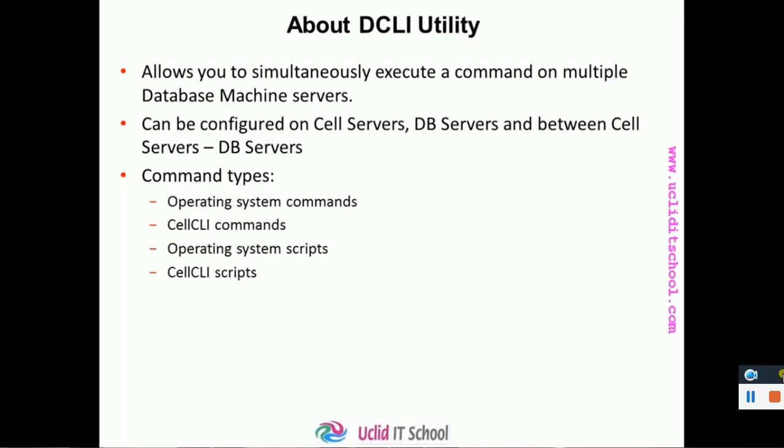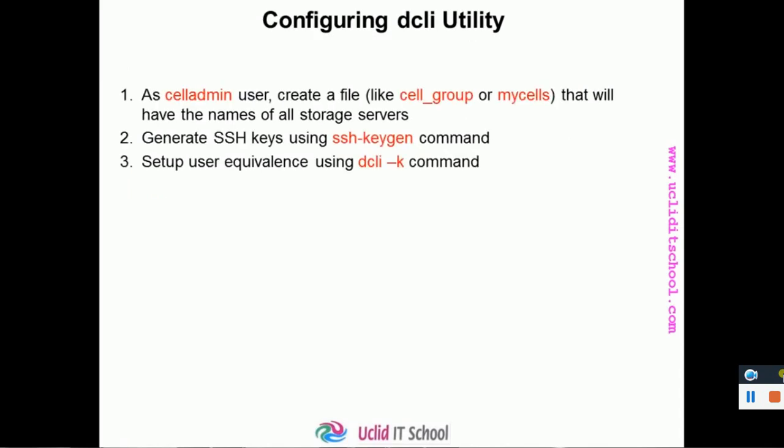Basically, dcli allows you to simultaneously execute a command on multiple servers. It can be configured on cell servers, database servers, and between cell servers and database servers. You can use dcli on any server inside the database machine. Though it is installed by default on the storage server, you can copy it to database servers and use it there also. And dcli supports all the cellcli commands plus even operating system commands. So that is the advantage with dcli.